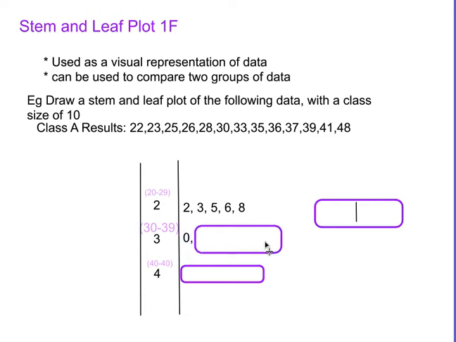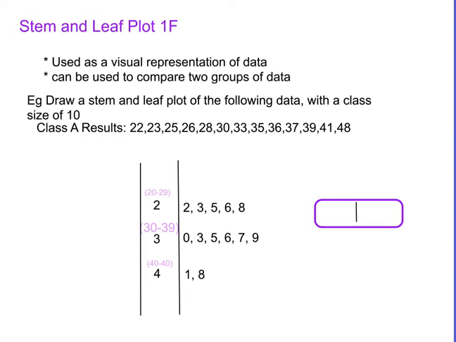And then what we need to do is do the same for the 30s. So we've got 30, so we put a 0, 33, so we put a 3, 35, 36, 37, and 39. And the last group, obviously, we've got 41 and 48.